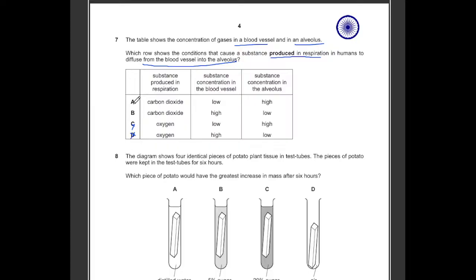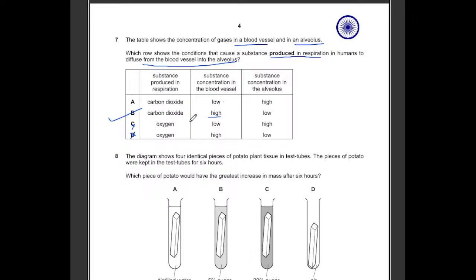So produced during the respiration is carbon dioxide. So we have A and B options. In humans, consider the substance concentration in the blood vessel. Now when you are releasing it, CO2 exhale, that means inside the blood the CO2 level should be high. Substance concentration in the alveolus will be low, so from high to low diffusion takes place. The second one cannot be, because low to high is active transport, right? And that is basically for the ions, not for gases. So this is the wrong one, and B is the correct one.